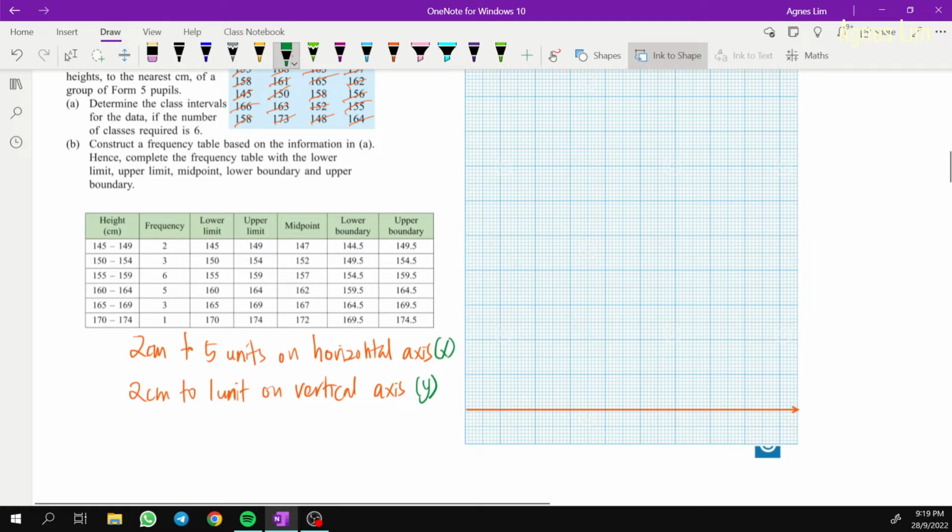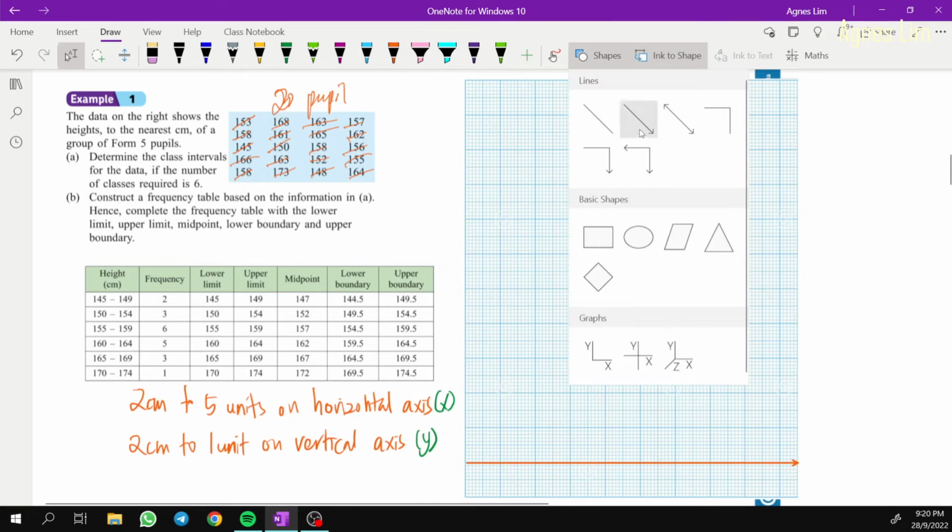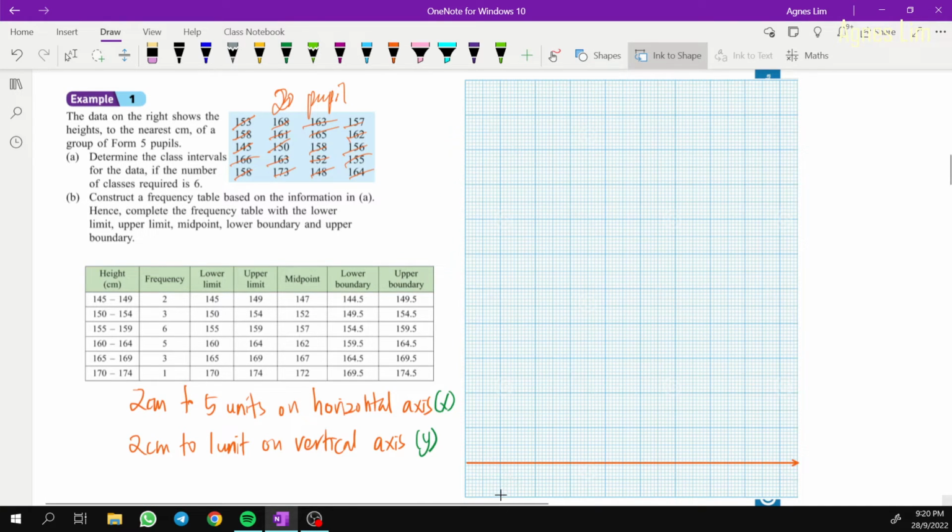If you're unable to remember, make sure that you write it down. So that will be our x and our y. So let's start with the x and the y axis.